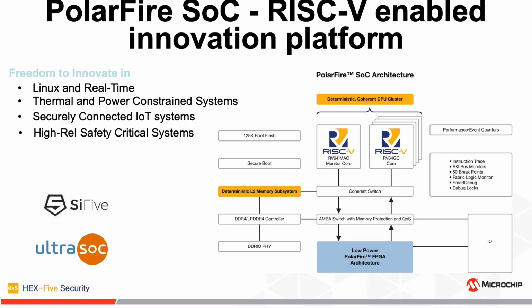1 core is a monitor core. You can imagine that monitor core executing in its own separate zone or multiple zones within that core as a trusted execution environment. All these cores are deterministic amongst each other. We have a very interesting L2 memory subsystem, which we'll talk about in a minute. We get an integrated DDR controller, and we have fabric interfaces going in and out of this central AMBA switch that has memory protection built in and quality of service.